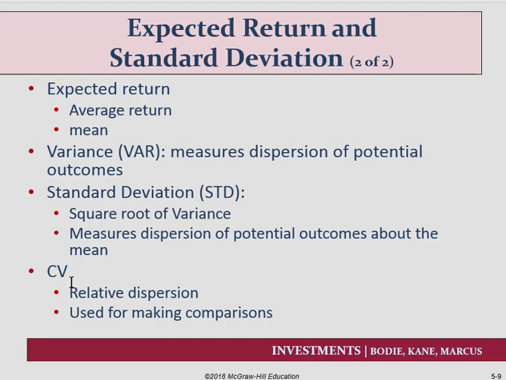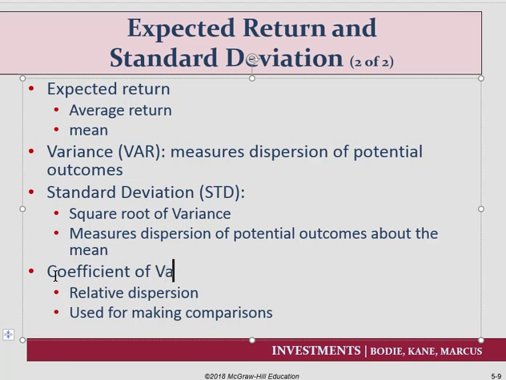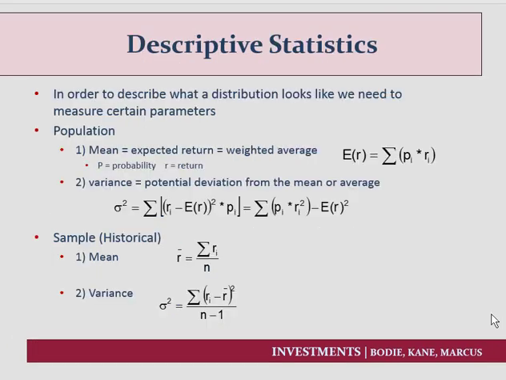And finally, we have a statistic called the coefficient of variation. Probably should type that out just to help you a little bit. Coefficient of variation. This measures relative dispersion, and we use it for making comparisons. So let's continue on with our discussion here.